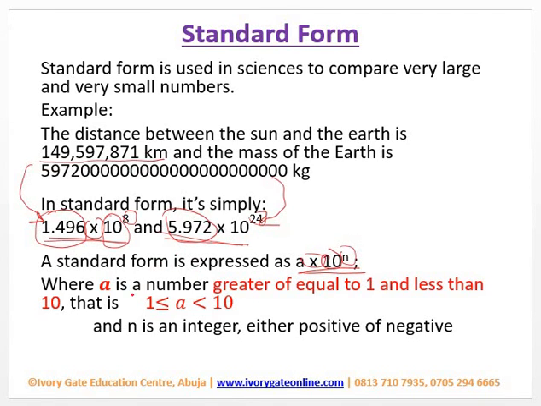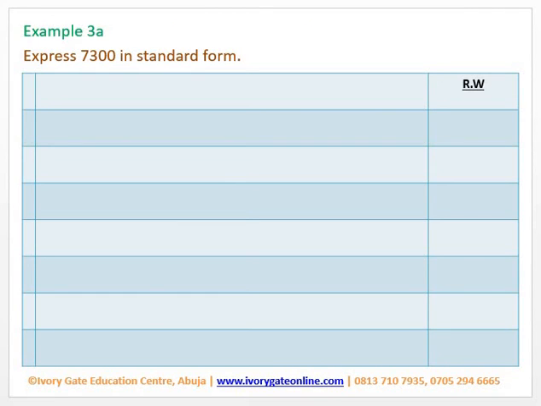Okay, but this time the a is a number greater or equal to 1 and less than 10. And n is an integer. It's either positive or negative. That is a positive number or a negative number. Okay, so standard form is better learned with examples.